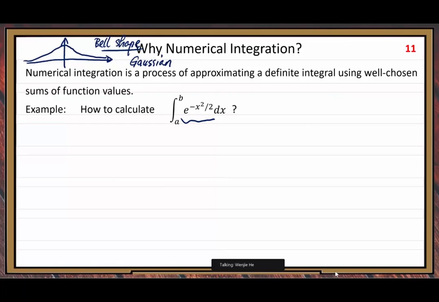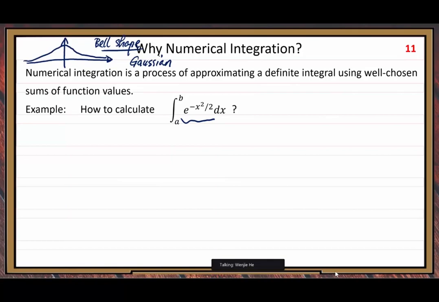Gaussian. Very famous, very useful. But the problem is how to calculate this integral, right? It is very hard, on an interval from A to B. The function looks not that complicated, right? Because there is a square, it's very hard. If we remove that square, that's very easy. But there is a square. How do you handle that square? It's too hard.